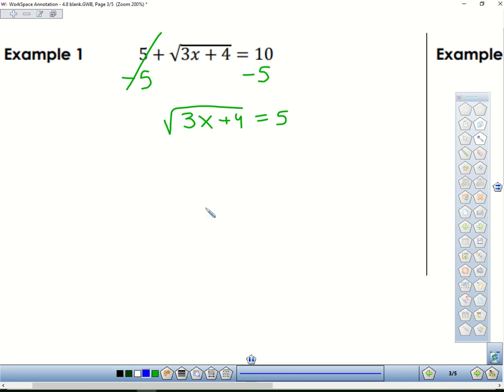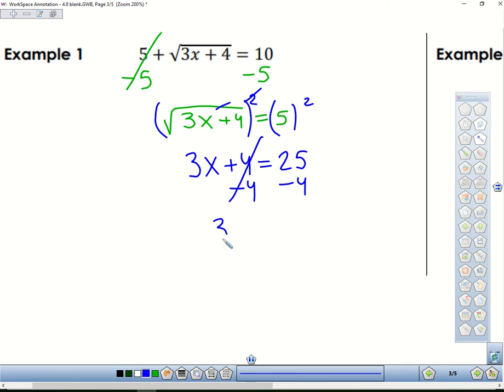And then once you get to that stage, you need to get rid of the radical. So how do we reverse a square root? Good, we square it. But if I square one side, I also need to. Very good, square the other. The radical and the square cancel each other out. So I'm just left with 3x plus 4 is equal to what? Good, 25. I subtract 4 on both sides, which leaves me with 3x is equal to 21. And then I just divide by 3, and I get x equals 7.